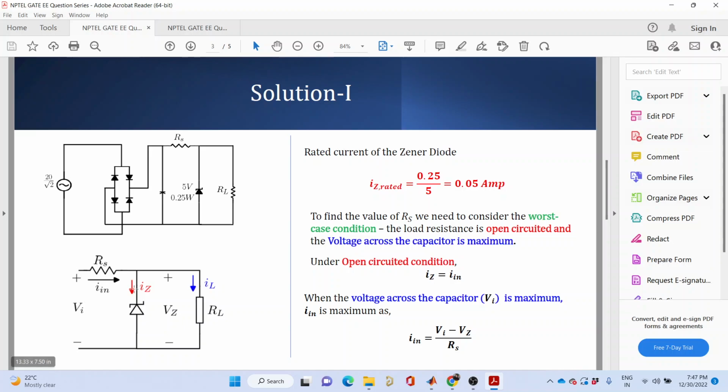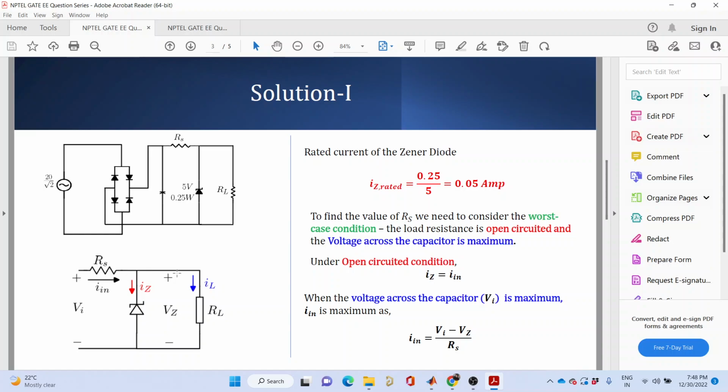This may be varying. So to maintain a constant voltage across the load, you connect a Zener diode across it and you connect a resistance in series so that the excess voltage, that is Vi minus Vz, is dropped across this resistance Rs. Correct? Choosing this resistance is really very important in the design of a linear shunt circuit. This is a very common question where you have to determine the value of this series resistance Rs.